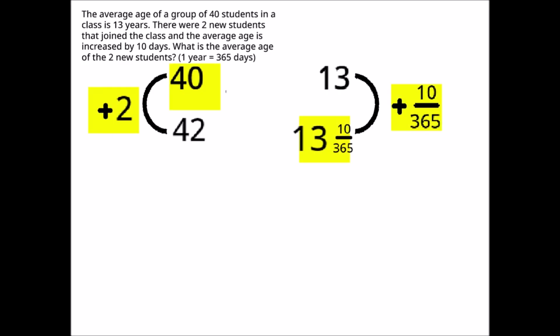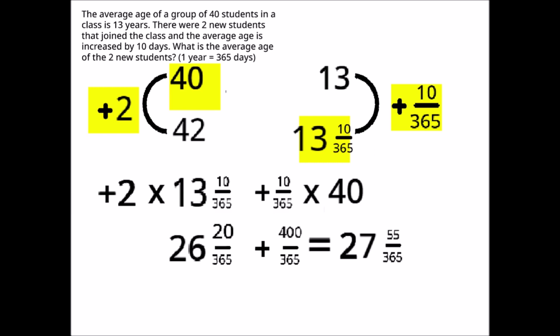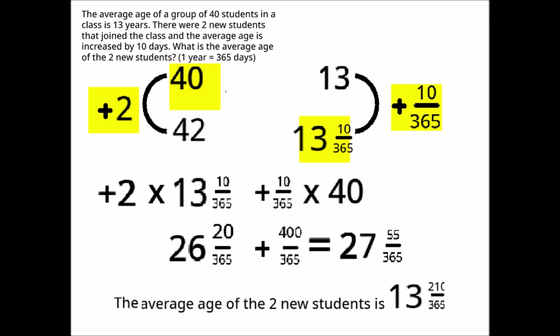Applying the method, we get +2 multiply 3910 upon 365, plus 10 upon 365 multiply by 40. Solve this equation and we get 27 and 55 upon 365. Remember that this is the combined age of the 2 new students. Divide it by 2 and the average age of the two new students is 13 and 210 upon 365.